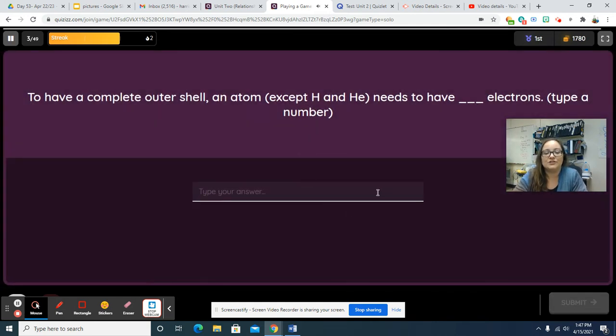To have a complete outer shell, an atom, except for hydrogen and helium, they only need 2. And everybody else needs how many? So you have to think about how many does everything else in the noble gas family have. They're in family 18, so 8.